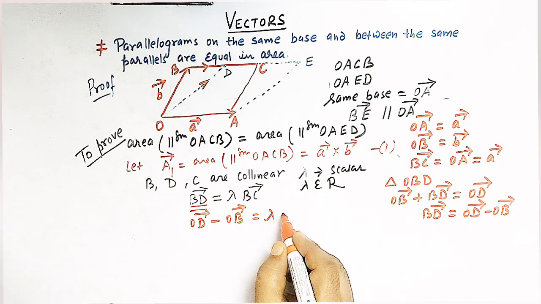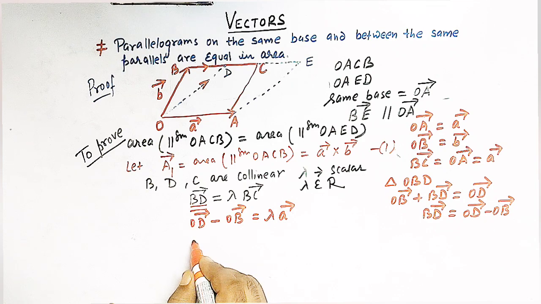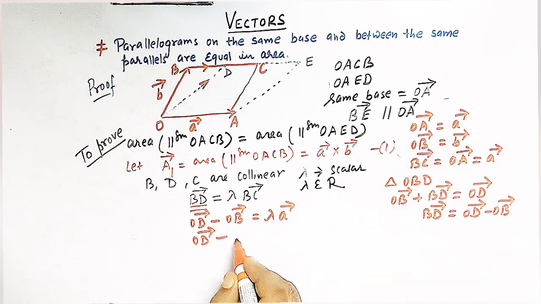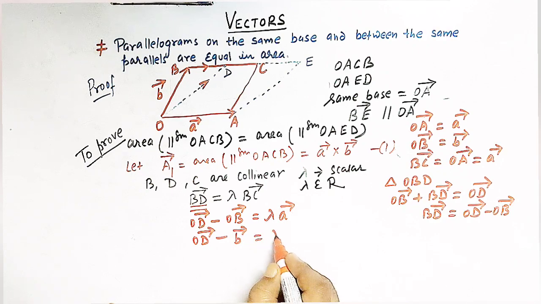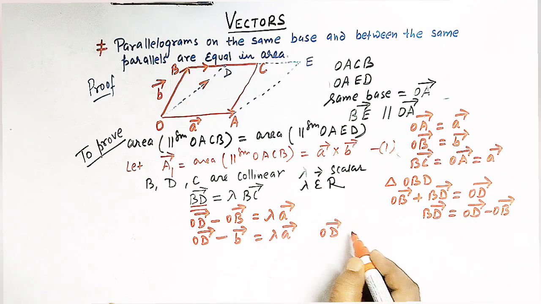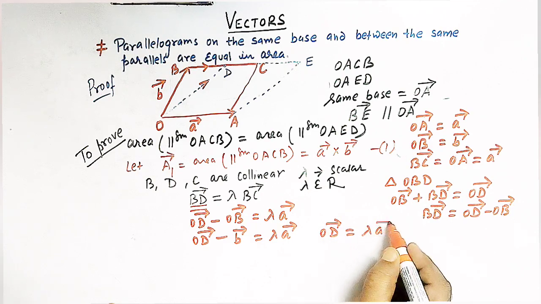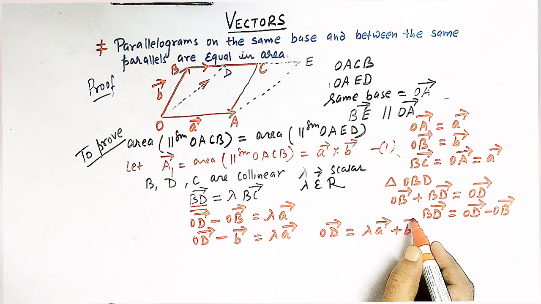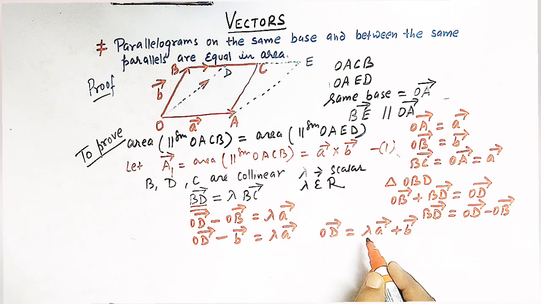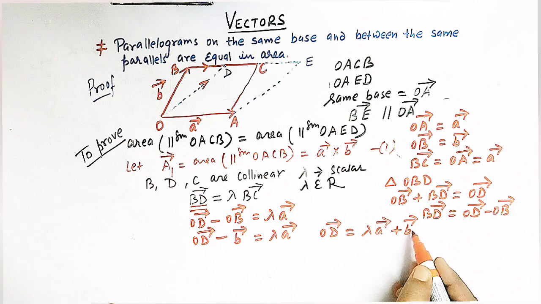So here we have lambda times BC, and BC is vector A. Now here we have vector OD, and OB vector can be taken as vector B, and here we have lambda A. So OD vector can be written as lambda A plus vector B, right? So taking this minus vector B to the right hand side, vector OD is now equal to lambda times vector A plus vector B.